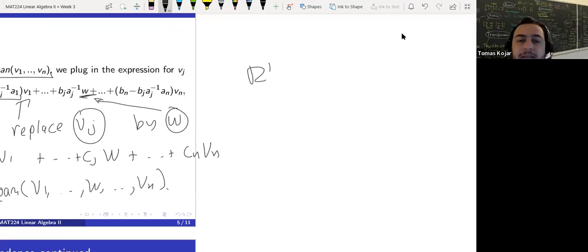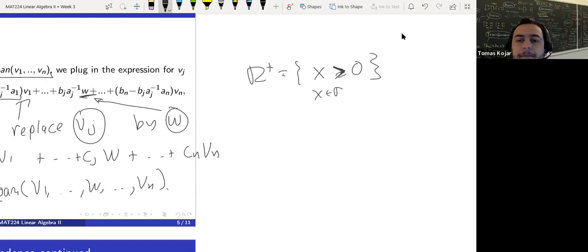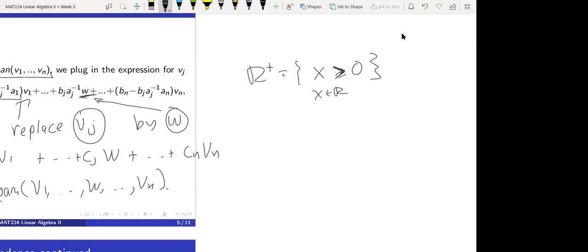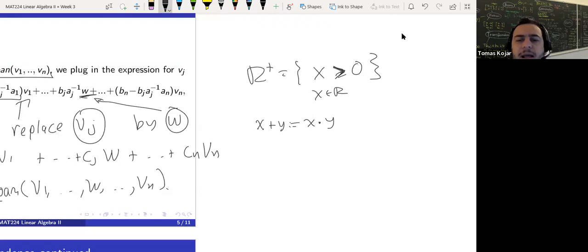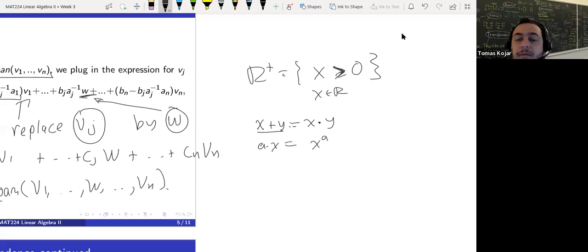So R plus, meaning all real numbers that are bigger or equal than 0, or strictly more than 0? Okay, sure. And the addition is defined as the multiplication of the numbers, and the scalar multiplication is defined as exponentiation, x to the power of a. I see. Okay, that's good.